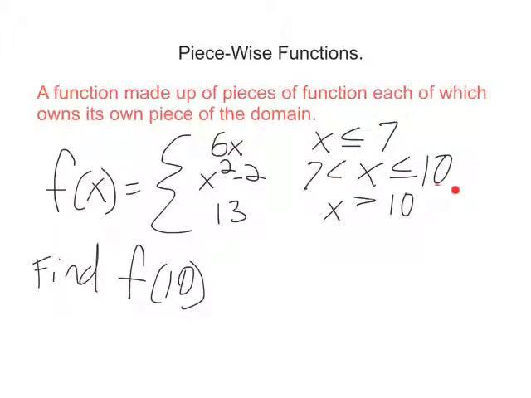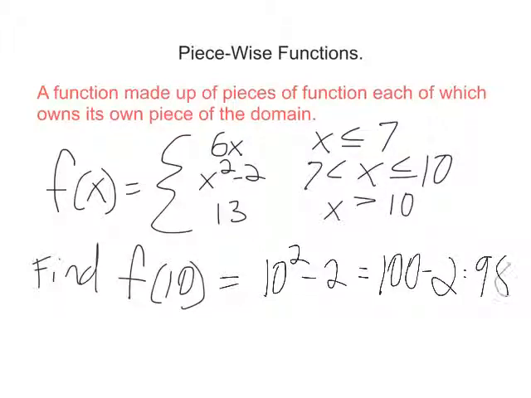I would need to look up here, and I see two places that 10's mentioned. One's right here, and another is right here. But which one of these two actually has 10 in it? That would be this one with the or equal to, right? So 10 will actually go into the x squared minus 2 part of this. So 10 gets plugged in. 10 squared minus 2 gives me 100 minus 2, which is just 98.